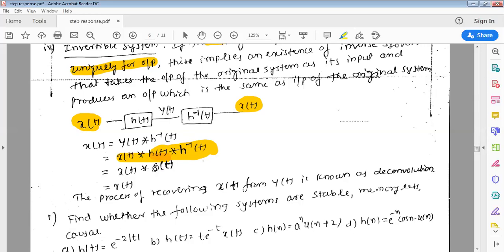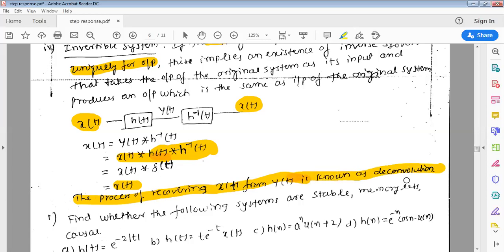So 1 is indicated by delta of t and not by u of t. Why? Because delta of t exists only when t is very nearly equal to 0. The remaining part is 0. Convolution of any function with delta of t will be the same function. So x of t convolved with delta of t will become x of t only. Remember the process of recovering x of t from y of t: I have given y of t to you, but I want x of t, given h of t. This process is known as deconvolution.